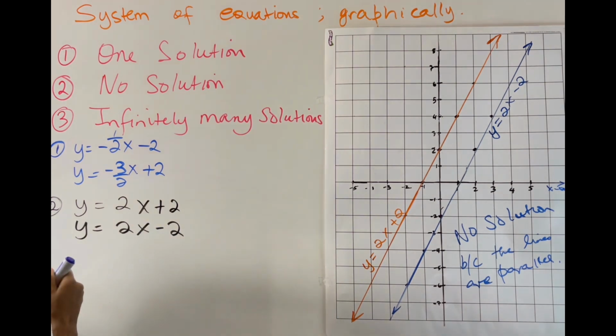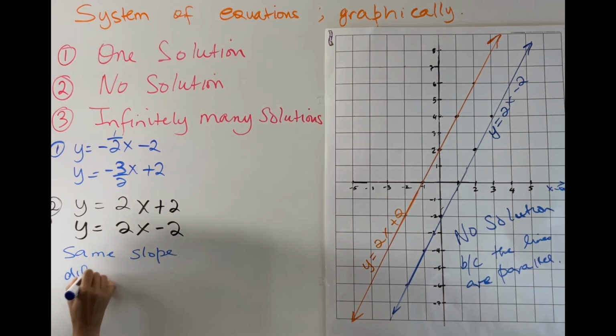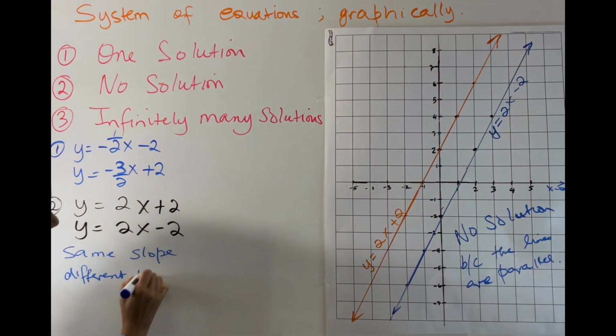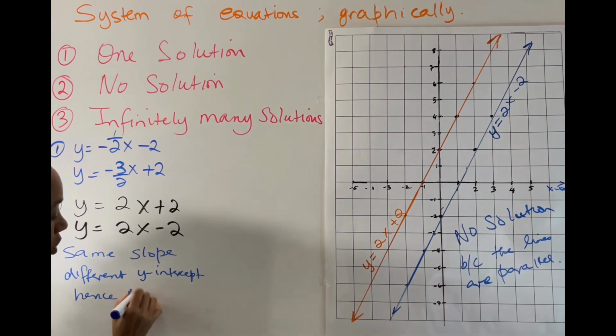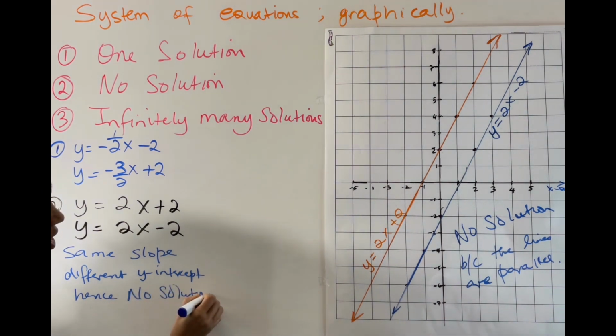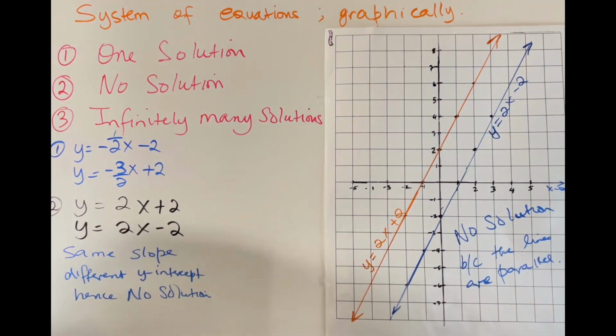So when the slopes are the same, so you have same slope and different y-intercept, then there is no solution. Hence, no solution, because the lines are parallel. The first equation that we did, looking at the equation, you have different slopes and different y-intercepts. And when you have that occurring, usually the lines will intersect at a point. When the graph has the same slope and different y-intercept, you will not find that the graphs are intersecting at any point. They are going to be parallel.